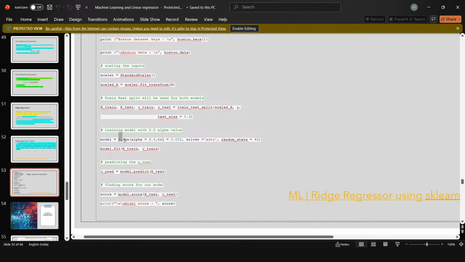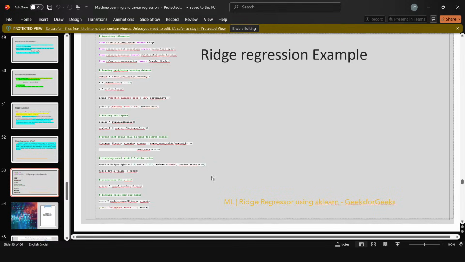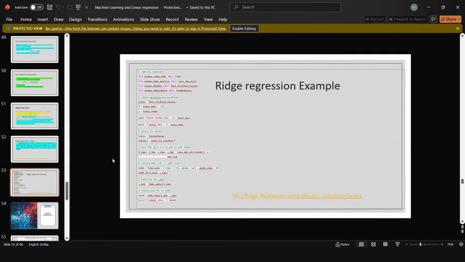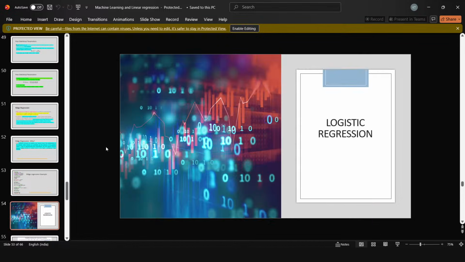And then this is the ridge regression, the actual part. So you don't have to care about all these alpha, tol, solver, and so on. This is basically out of syllabus. You won't be asked this code. But if you are interested, you can search online. I think this is a link. You can click this link and open the GeeksforGeeks website and learn. That is it. This is the end of ridge regression.